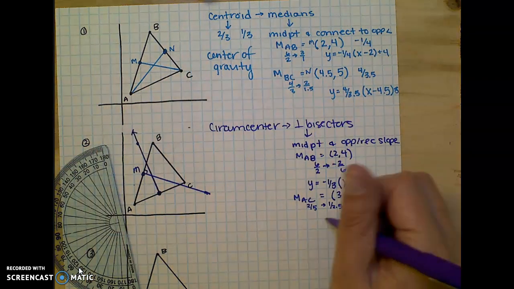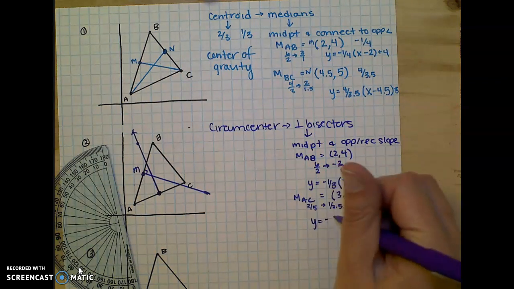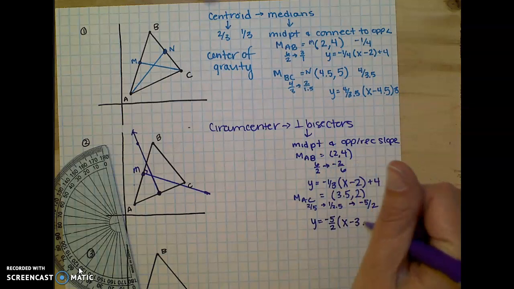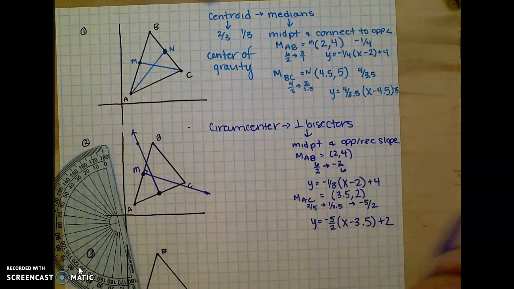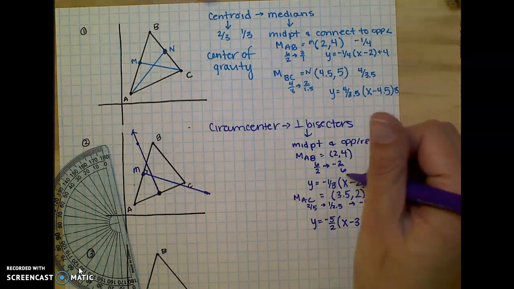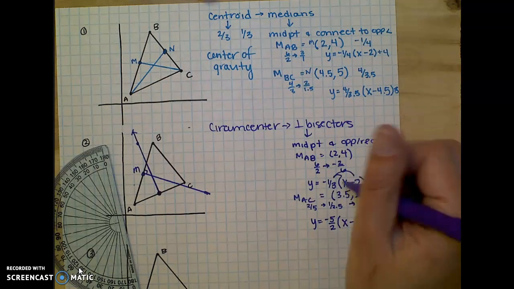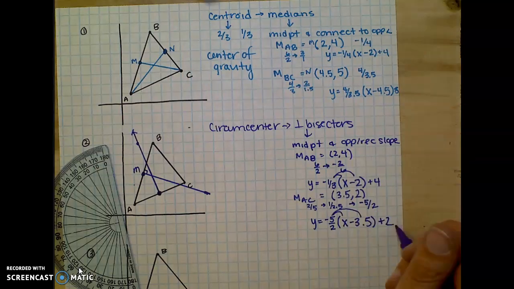Okay, so once I have that, I can write my equation again. Y equals my slope, which is negative 5 over 2, parenthesis x minus 3.5 plus 2, because that was your midpoint. Okay, so this is where I would then do substitution. And when you distribute and combine like terms, you're going to have to add fractions that don't have the same denominator. And same thing here. So just be careful with that.